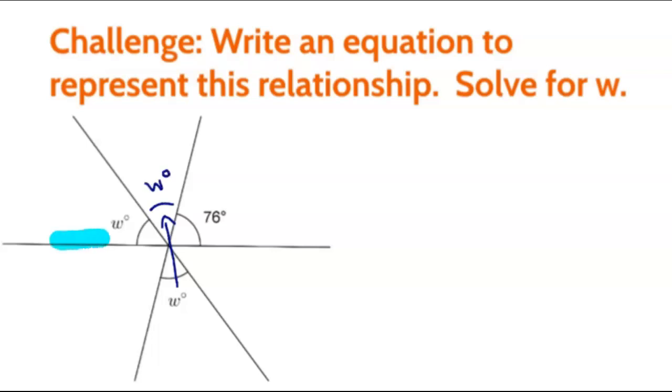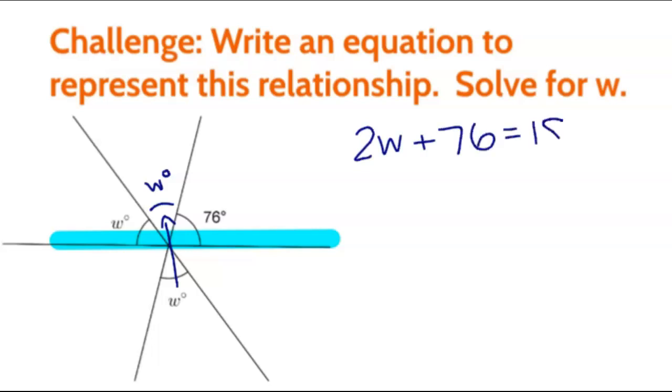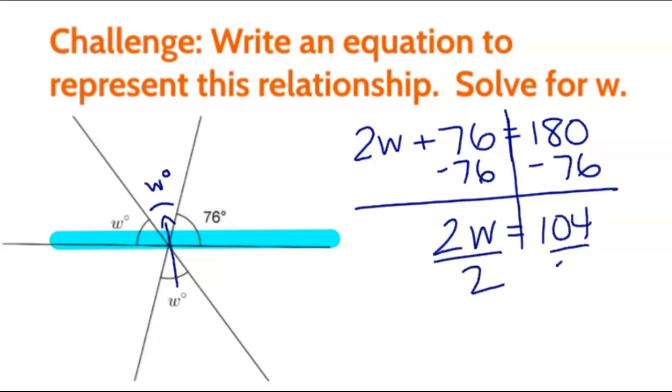Then I'm going to notice that right here we have a straight line. Our straight line is made up of two W's and a 76 degrees. So we have a W plus a W plus a 76 degrees, or 2W plus 76, and that has to equal 180. So again, I'm going to try to solve this equation by doing the same thing to both sides. So W equals 52 degrees.